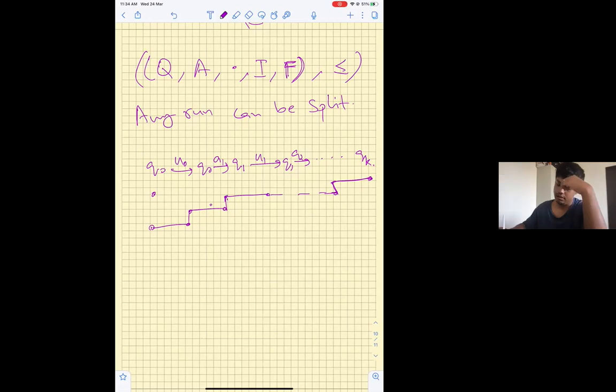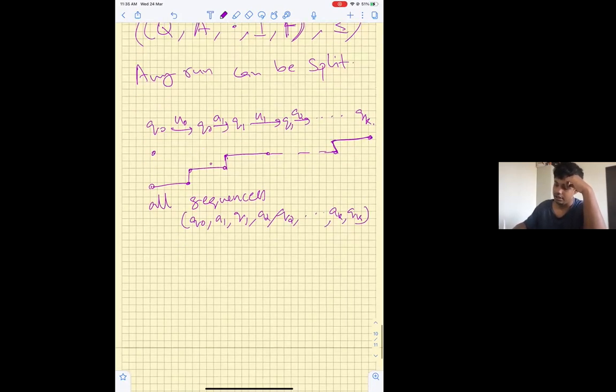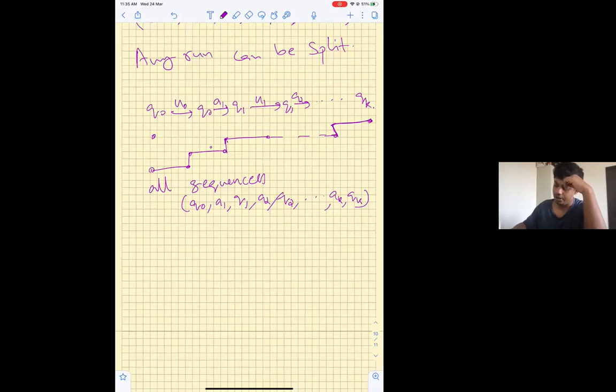So you look at all such transitions, all sequences Q0, A1, Q1, A2, Q2, AK, QK. That means that on Q0 you have a transition on A1 to Q1. On Q1 you have a transition on A2 to Q2, and so on.